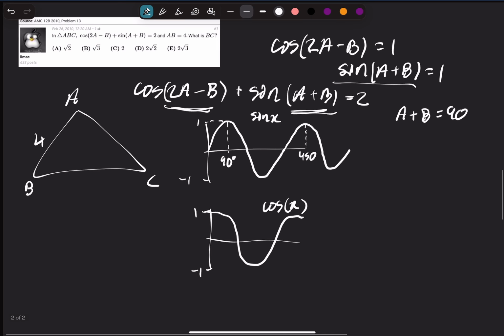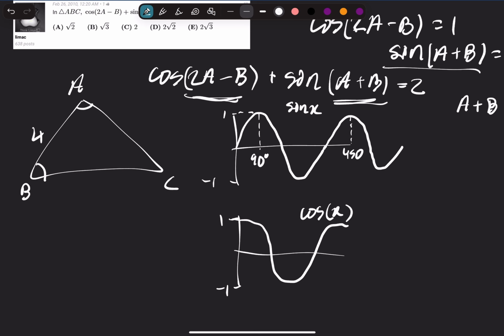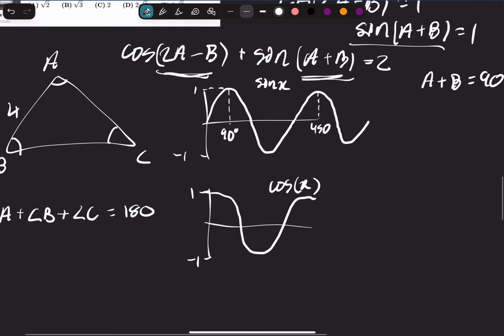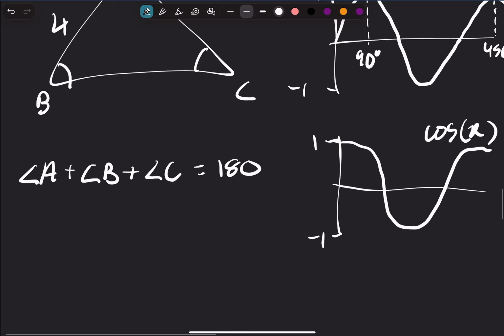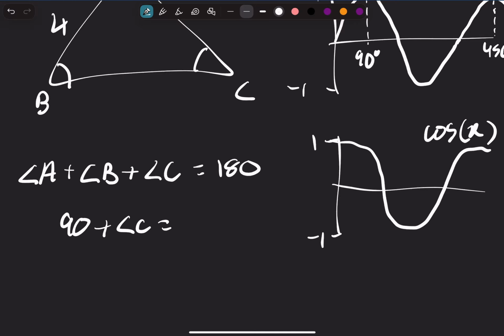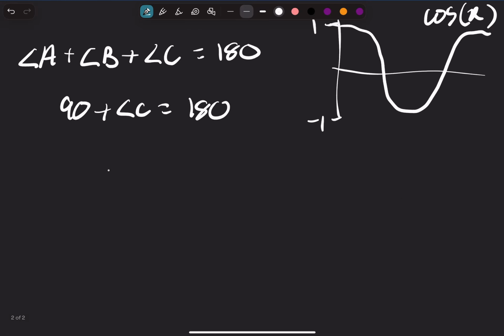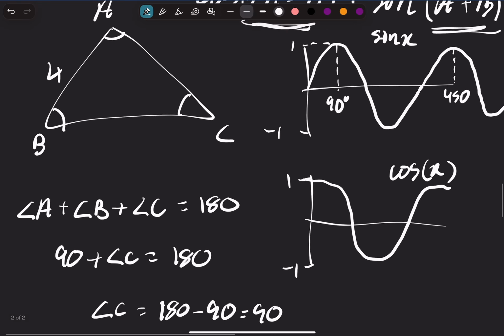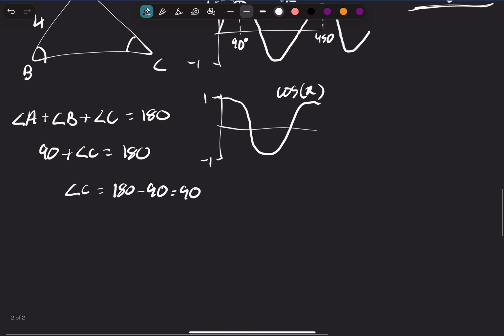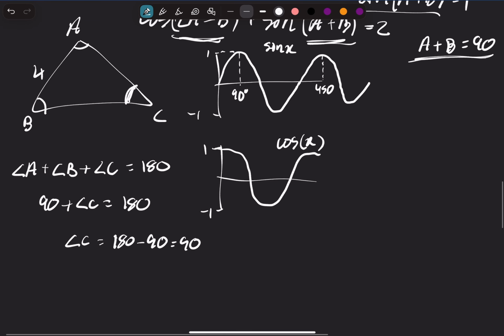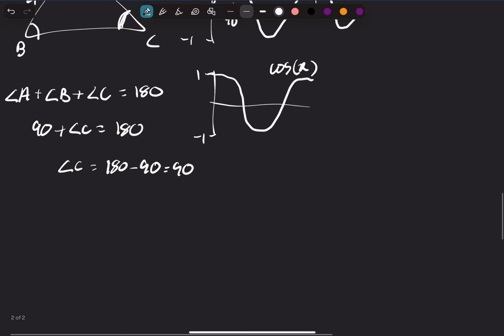And that's very helpful, because if A plus B is 90, then angle A plus angle B plus angle C is 180, so 90 plus angle C is 180. Subtracting 90 from both sides gives angle C equals 180 minus 90, which is 90. So we now know that this triangle is right-angled, so that's very helpful. If we redraw this triangle with angle C being a right angle, we'll get something like this.